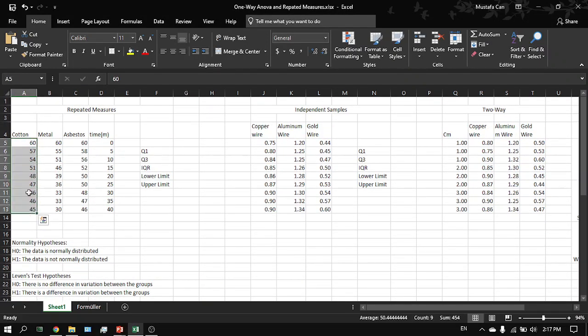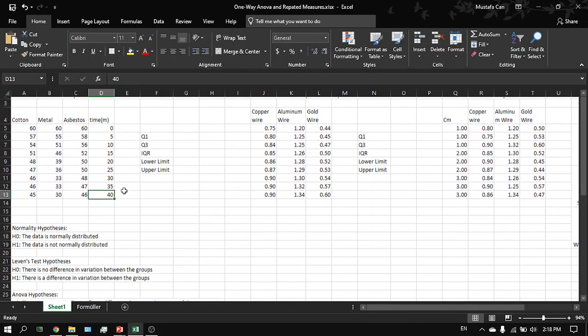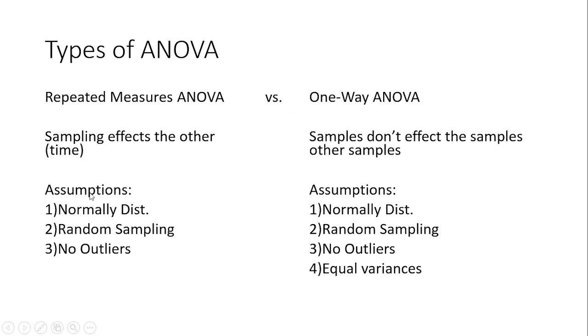So we're measuring cooling rate. These are temperature values, Celsius. These materials are here to prevent cooling. Metal, as you know, is the least good amongst these three, and we have time as our factor. So we'll do repeated measures ANOVA now.